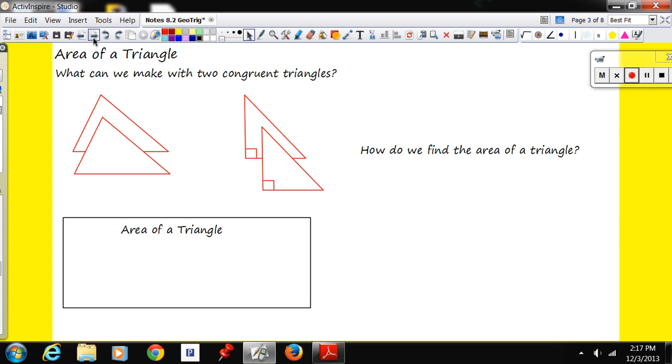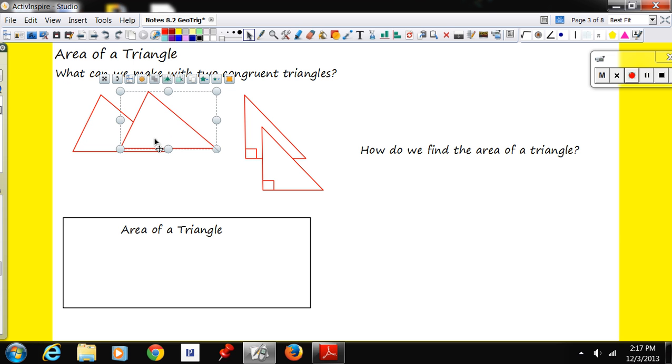All right, next slide. Area of a triangle. Now, on your paper, you've only got one triangle. I want to show you where to draw your second triangle in, because I'm going to show you with two congruent triangles what we can actually do. And you can notice they're congruent, right? One goes right on top of the other.